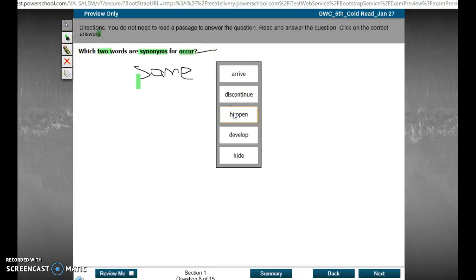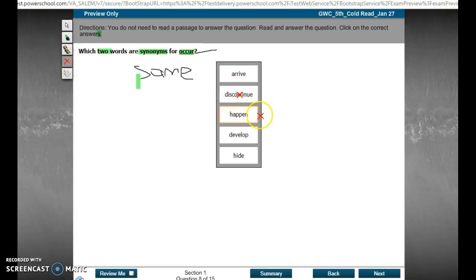So there you go. There's one synonym. But this says we have to have 2. So let's take a look at them. We have arrive. Something arrives, is that the same thing as happening or occurring? Maybe. I'm not going to X it out. It's a little different. Something can happen without arriving. So we'll keep looking. Discontinue. Well, discontinue means to not continue, which means it's kind of the opposite of occurring. That would probably be more of an antonym.